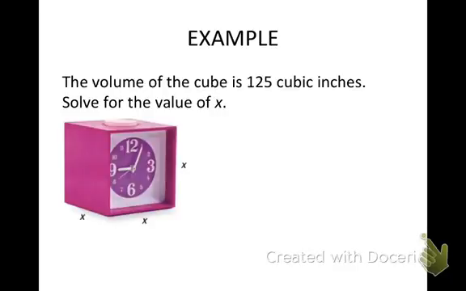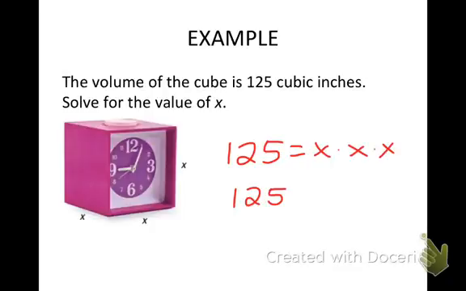All right, so here we have a cube. They're giving us the volume, and we need to solve for the dimensions of the cube. So, how do you find the volume of that cube in terms of x? What would it be? Yeah, so it's 125 equals x times x times x, which is x to the third power. Does anybody know what number you can multiply by itself 3 times to get to 125?